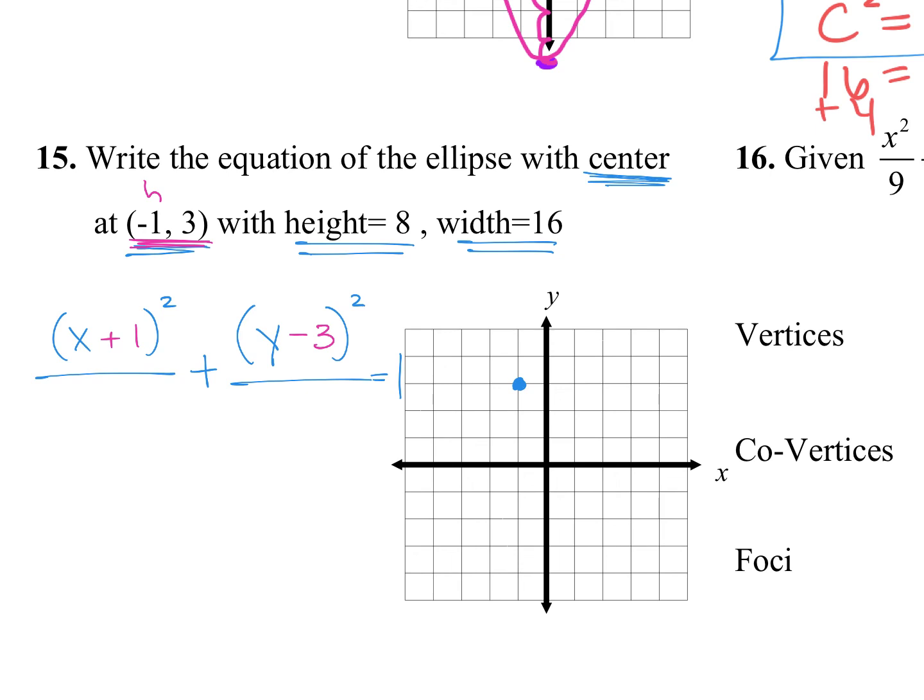If your height is 8, that means you're going down 4 and up 4. That means that's your B value. So 1, 2, 3, 4. Your B is going to be, in this case, -4 and +4. When you square it, it's going to be positive, so it doesn't matter if you think of it as positive or negative here. So B squared, which goes here, is going to be -4 squared or 4 squared. Either way, that's 16. What's your A value going to be?